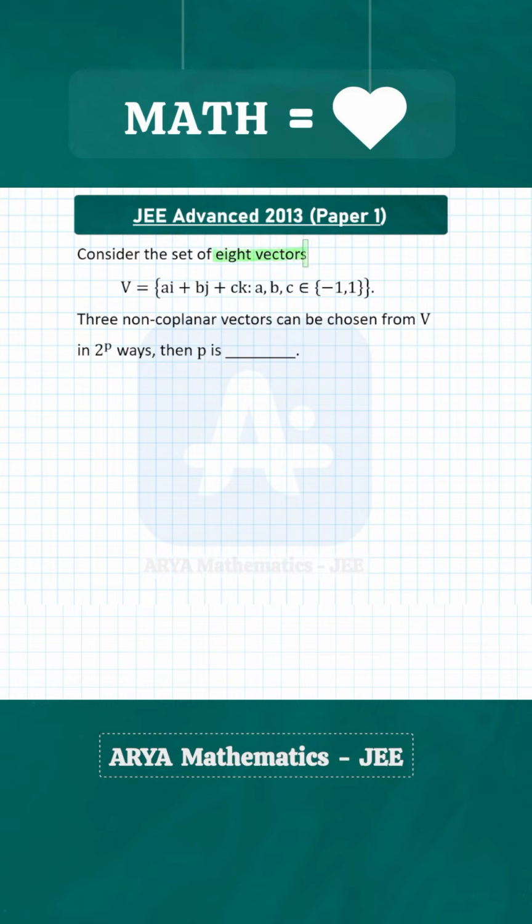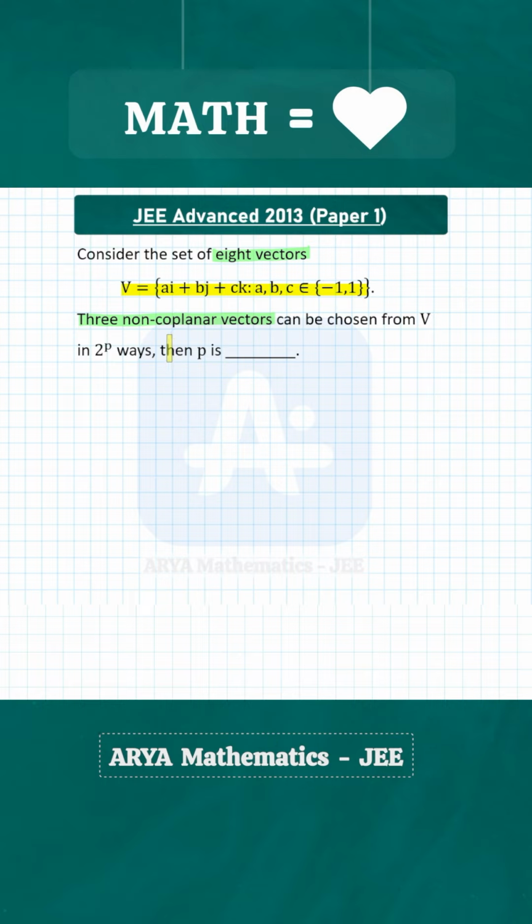Consider the set of 8 vectors. Vector V equals the set of ai + bj + ck, where a, b, c are either -1 or +1. Three non-coplanar vectors can be selected from the set V in 2 raised to p number of ways. Then we have to find the value of p.